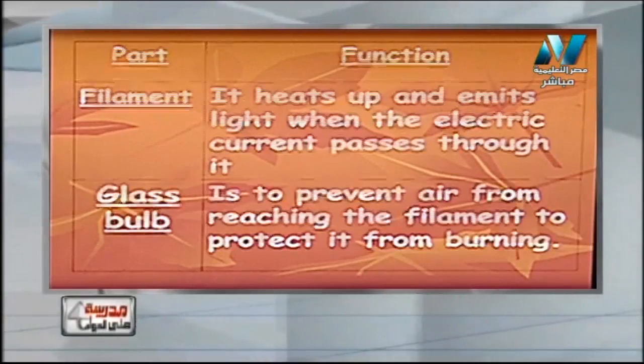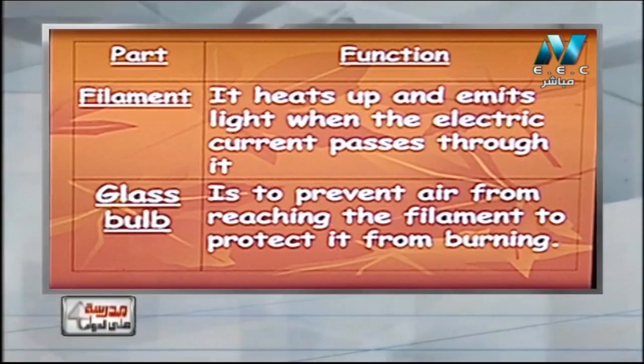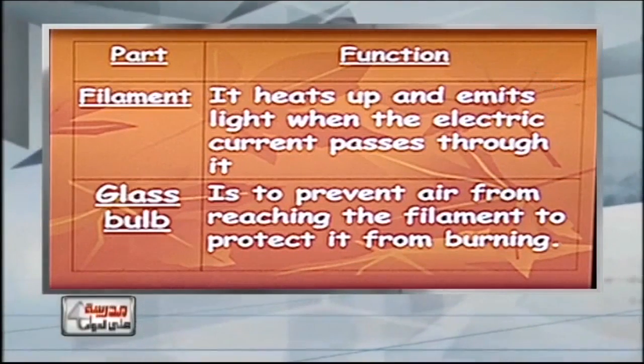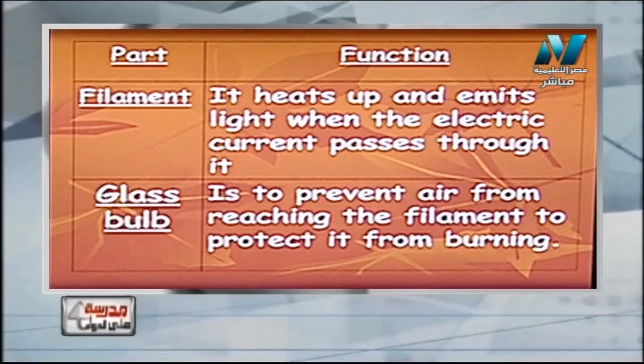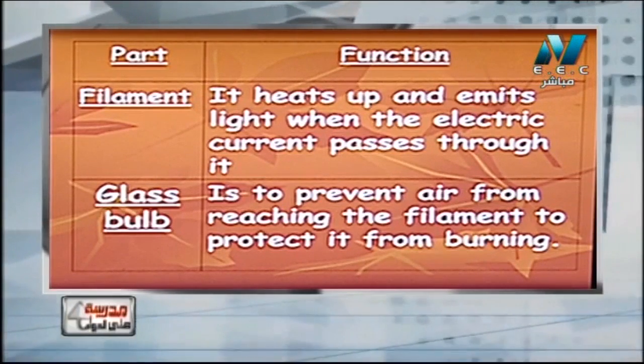So now let's start a summary for what we have studied for the electric lamp or the light bulb. We said that the most important part in the electric lamp or light bulb is the filament. The filament is made of what? It is made of tungsten. Why tungsten?